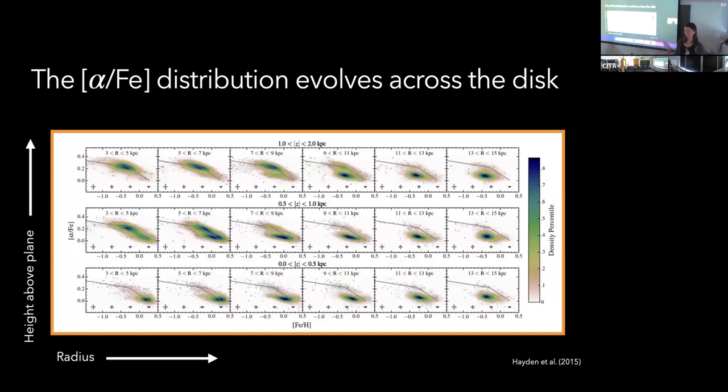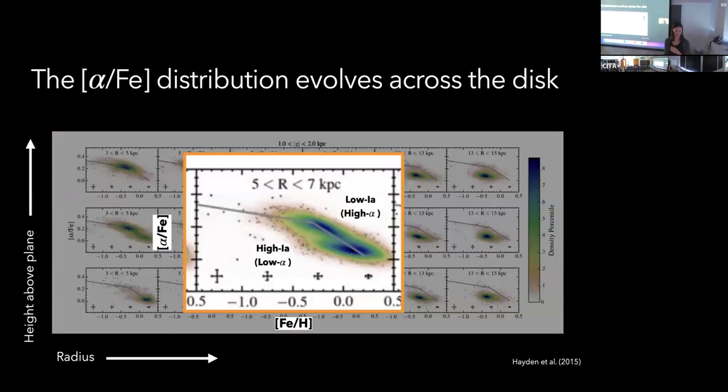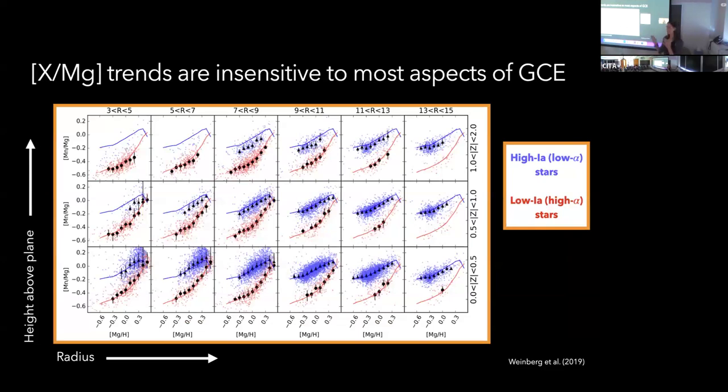We see that these distributions are changing across the galaxy, and that clues us into the fact that there are some pieces of a star formation history that's different in the outskirts of the galaxy versus the inner galaxy. We're producing different types of stars depending on their galactic location. While this is true and the density is changing, the position in abundance space of these populations remains the same, which is telling us that the underlying nucleosynthesis is pretty constant throughout the galaxy.